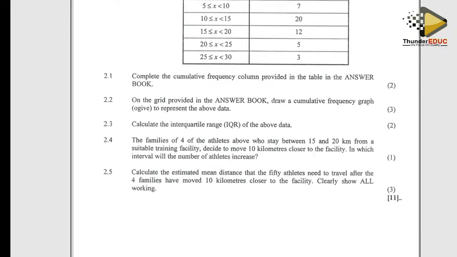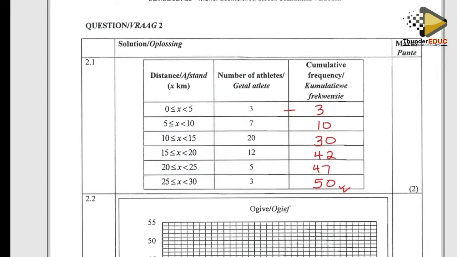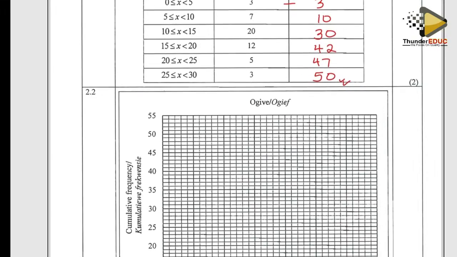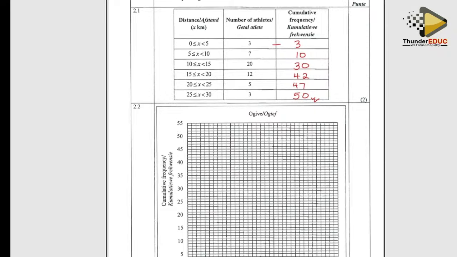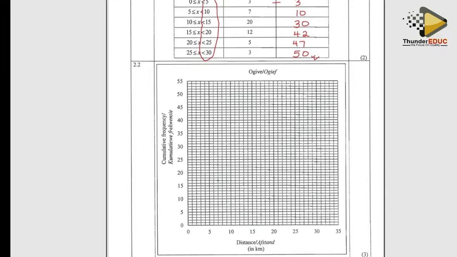Then 2.2, on the same grid, they want us to draw the cumulative frequency graph, or the ogive. Okay, so one thing we need to know about the ogive is that it's plotted as the class intervals, which is in this case the distance against the cumulative frequency. And when we are plotting, we always use the upper class boundaries. An example between 0 and 5, we're going to use 5. At 5, the cumulative frequency is 3. I'll put a dot there.